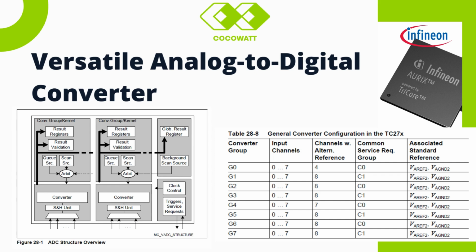There is also a background request source that handles any unused analog input channels. Those conversions run with lower priority, making the background request source act like an extra low priority converter running in parallel.